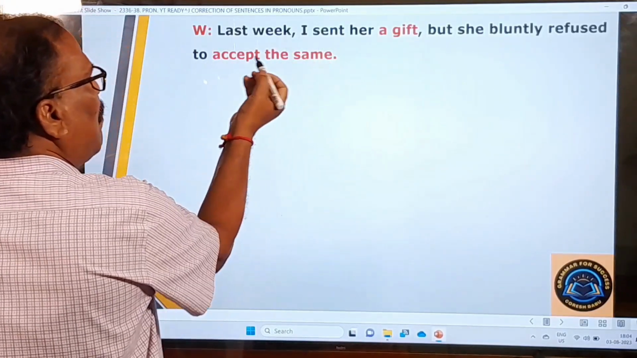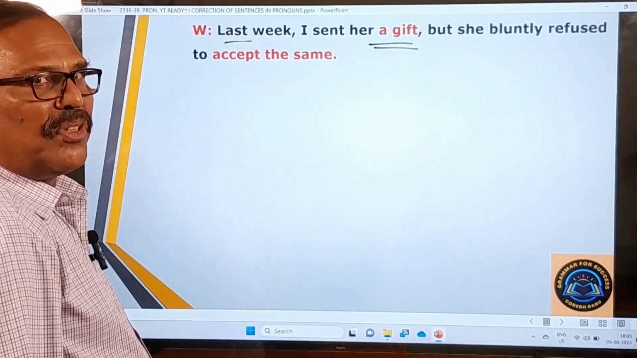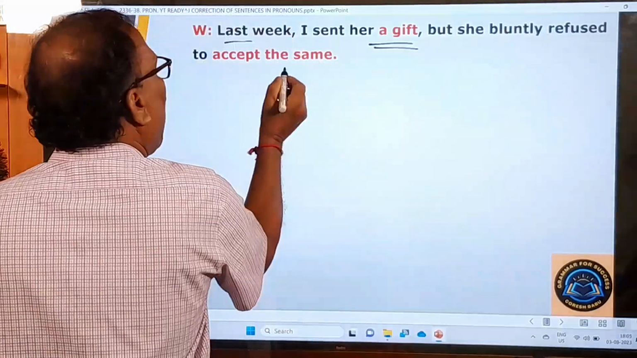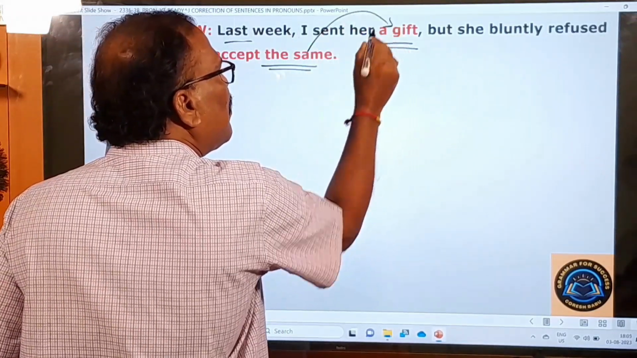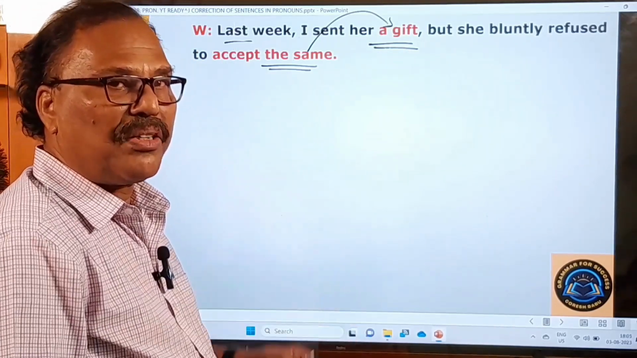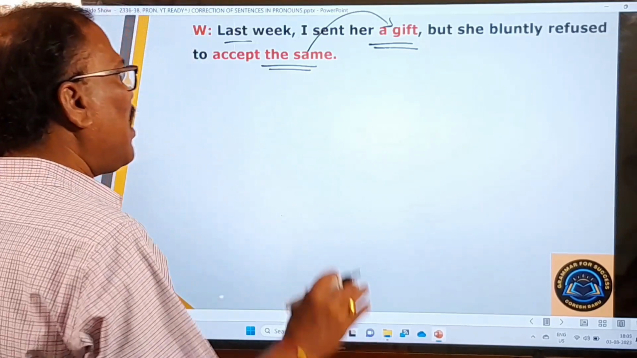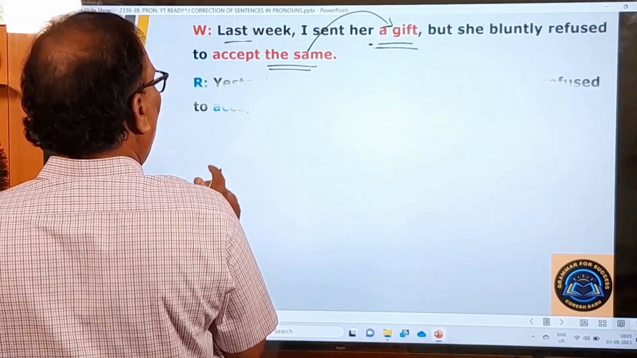Well, some more examples are given here. "Last week, I sent her a gift, but she bluntly refused to accept the same." See, "the same" is used to refer to this gift. So, instead of a noun, we should not use the words "the same." Please keep this point in mind. Okay, right. What should we use?